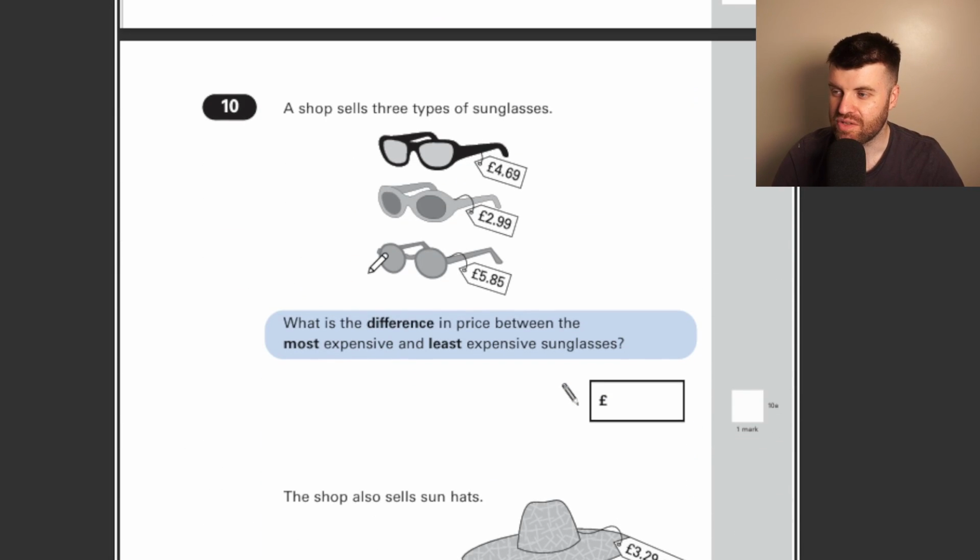A shop sells 3 types of sunglasses. What is the difference of price between the most expensive and the least? Well, this is the most, £5.85. This is the least, £2.99. And I'm going to show you a method here, because you could just do column method, £5.85, take away £2.99. You could do that with exchanging.